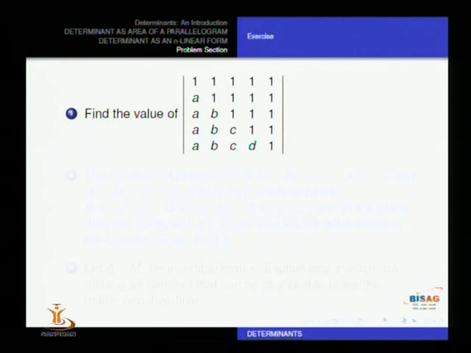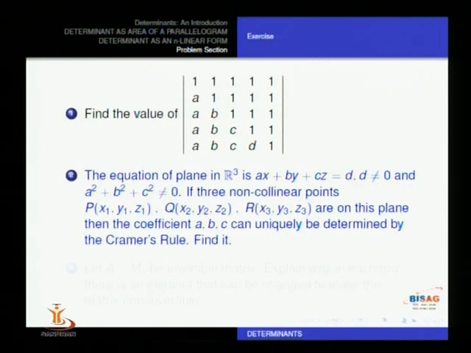Let us see another one similarly. The equation of a plane in R3 is given by ax plus by plus cz equal to d, a general equation of a plane. If d is non-zero, this plane does not pass through origin. And if three non-collinear points p, q and r are on this plane, then the coefficients a, b and c can be uniquely determined using Cramer's rule, or even otherwise. So one can use Cramer's rule to get the values of a, b and c. So what this question says is something like this.